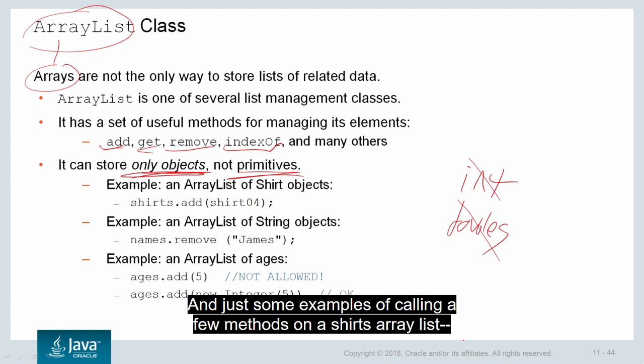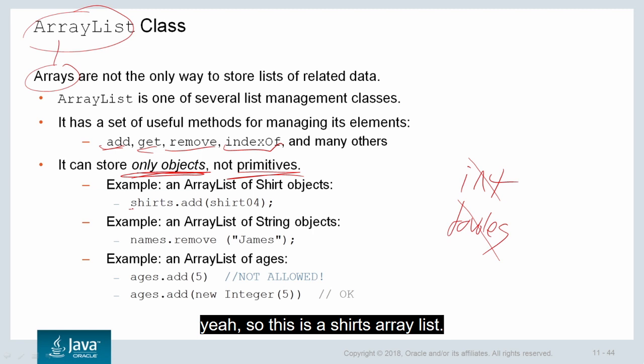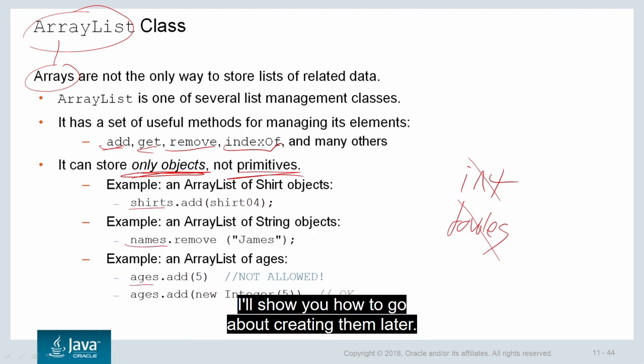And just some examples of calling a few methods on a shirts array list. Yeah, so this is a shirts array list. This is a names array list. This is an ages array list. I'll show you how to go about creating them later.